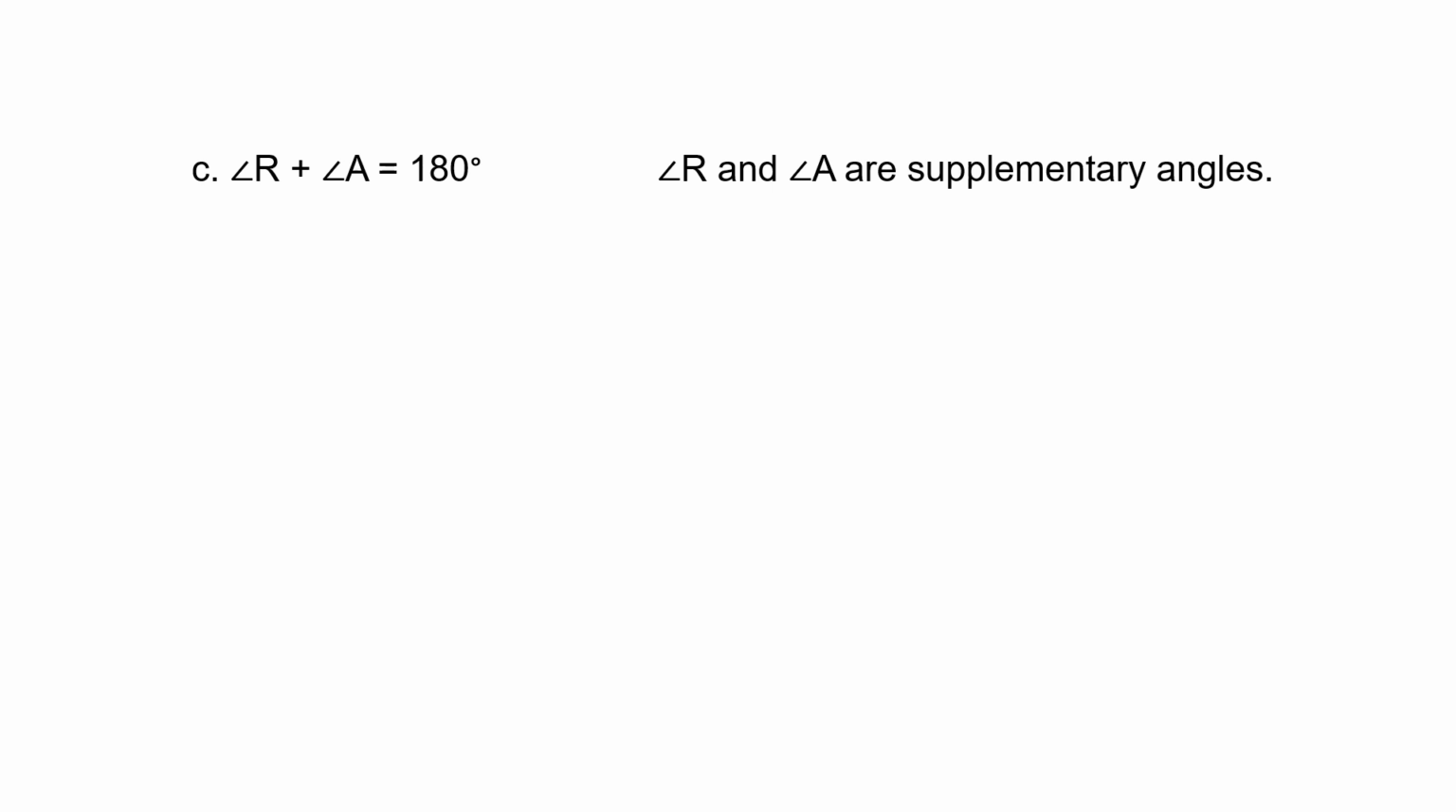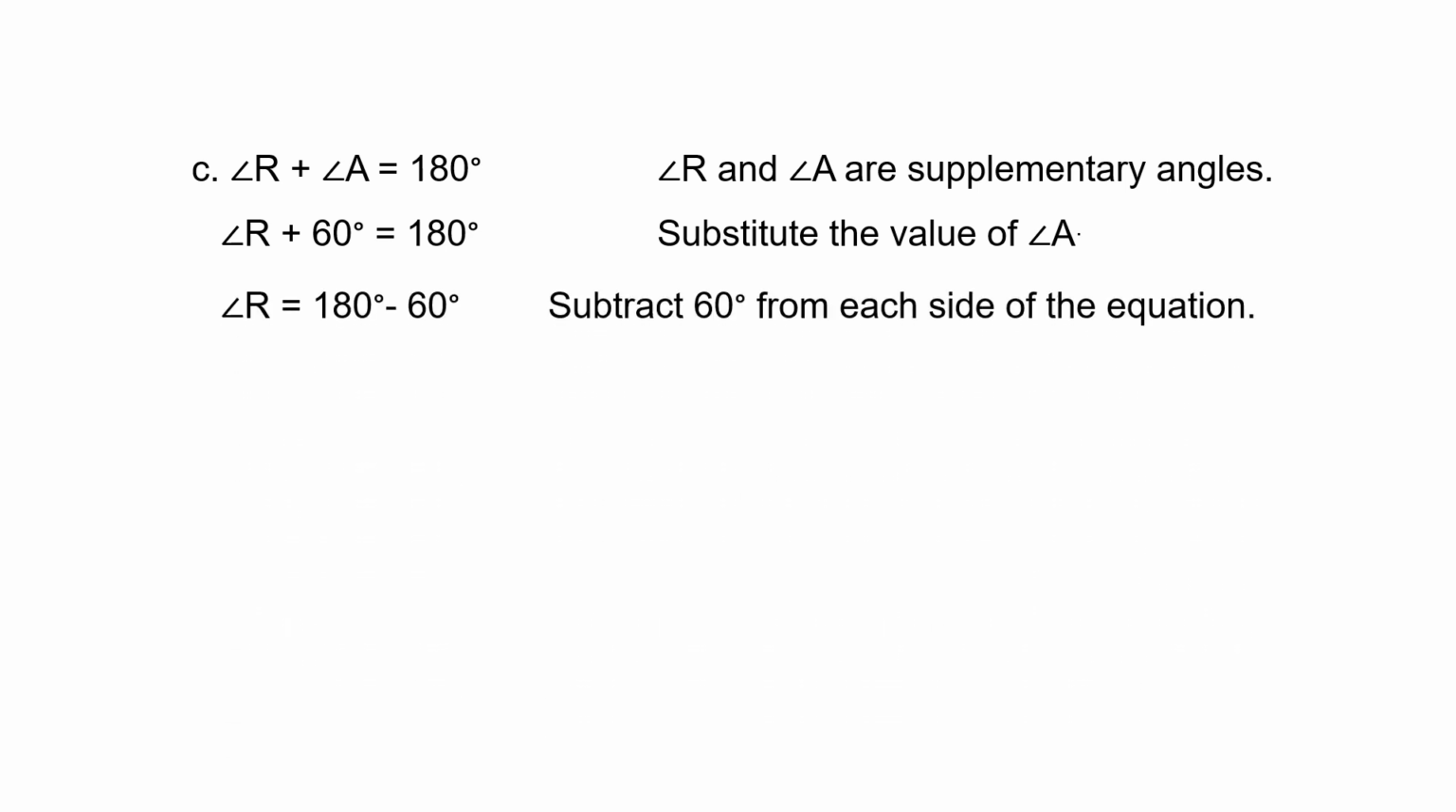Letter C. Angle R plus angle A is equal to 180 degrees. Angle R and angle A are consecutive angles, and consecutive angles are supplementary. Substitute the value of angle A. So we have angle R plus 60 degrees is equal to 180 degrees. Subtract 60 degrees from each side of the equation. So angle R is equal to 180 degrees minus 60 degrees. So the measure of angle R is equal to 120 degrees.